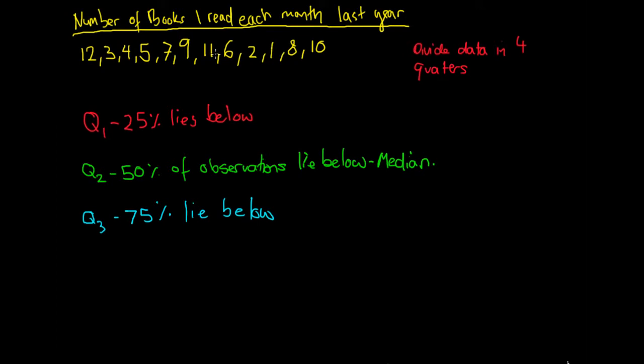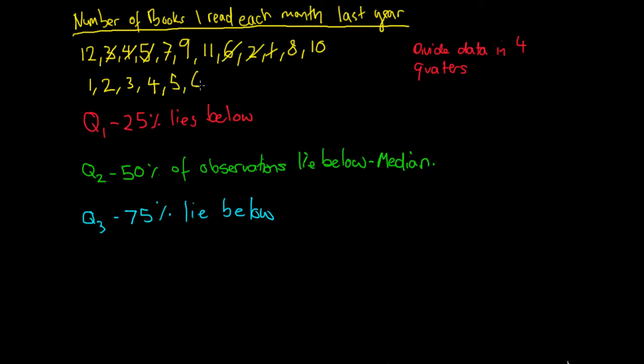So to do that, I basically go through and I find the smallest value and I write that down first. So if you look through here, that was October and I read one book. So I'll cross out that one and I'll put it here. And then next least was back here in September. So that was 2. And the next least was February, and that was 3. Oh no, March was 3. Oh no, February was 3. And March was 4.